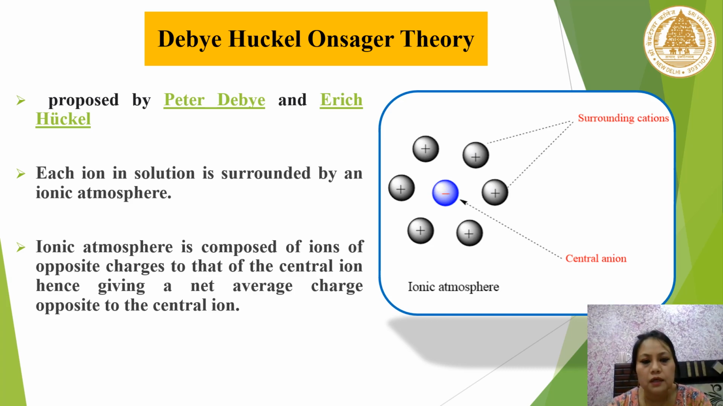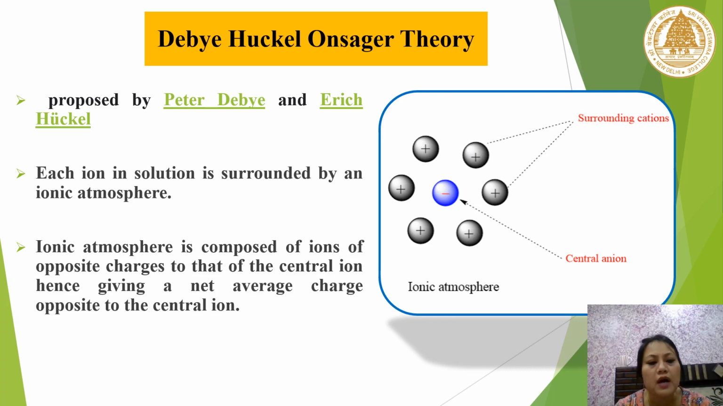So coming to Debye-Huckel-Onsager theory, this theory has been proposed by Peter Debye and Erich Huckel. And this is the basic fundamental concept behind it, that is the working principle, you can say. Each ion in solution, whether it be a cation or an anion, is surrounded by an ionic atmosphere. So what do you mean by an ionic atmosphere? Ionic atmosphere is composed of ions of opposite charge to that of the central ion, hence giving a net average charge opposite to the central ion.